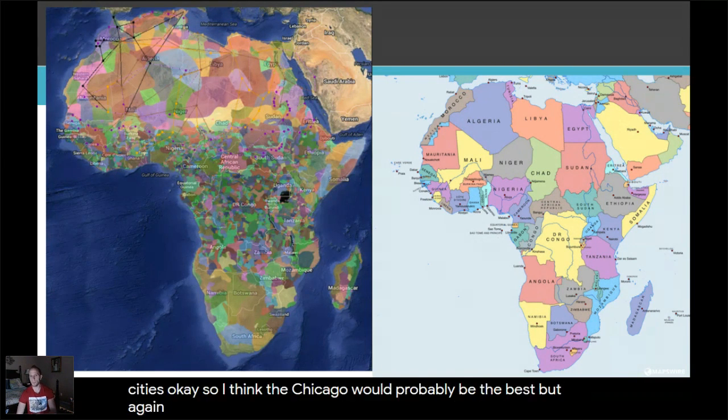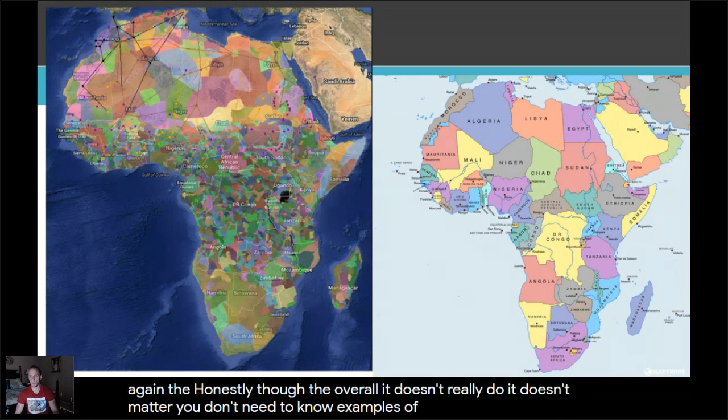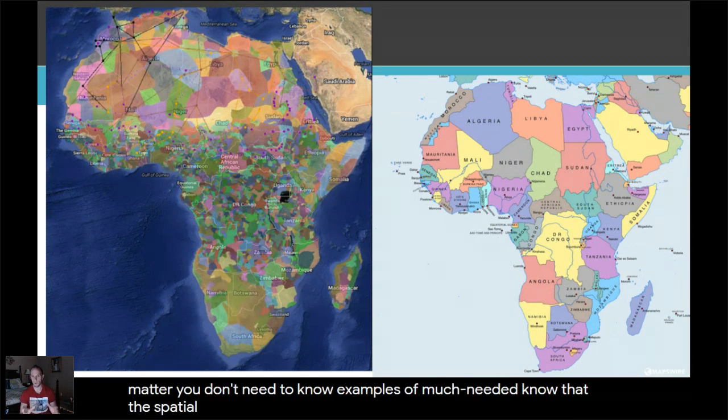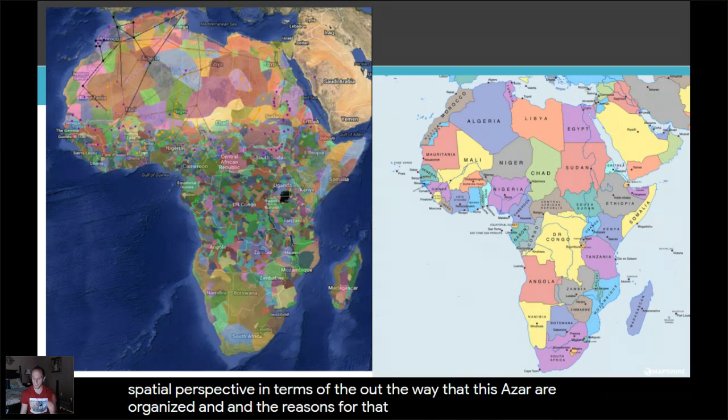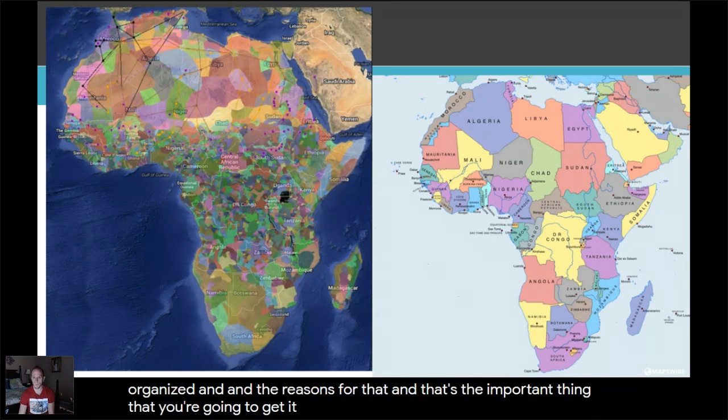But again, honestly, overall it doesn't really matter. You don't need to know examples as much as you need to know the spatial perspective in terms of the way that the cities are organized and the reasons for that. And that's the important thing that you're going to get if you look at my video that I put up there earlier.